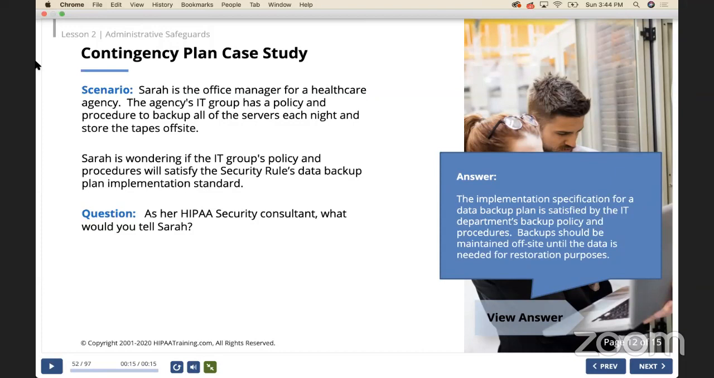Okay. So it says the implementation specification for the data backup plan is satisfied by the IT department's backup policy and procedure. Backup should be maintained off-site until the data is needed for restoration purposes.